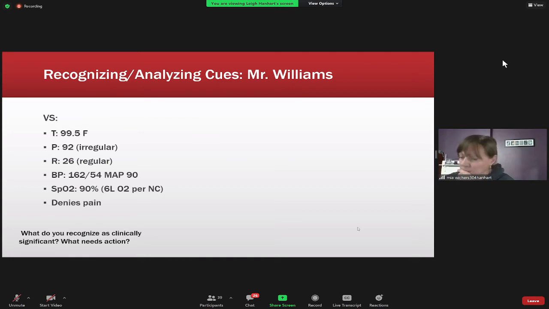No. It's in a normal range, but it says it's irregular, right? So what does that cue us in on? What he might be having? Arrhythmia. He might be having an arrhythmia, but that 92 is, yeah, within normal limits. But do you want a big floppy rubber band heart sitting at 92?